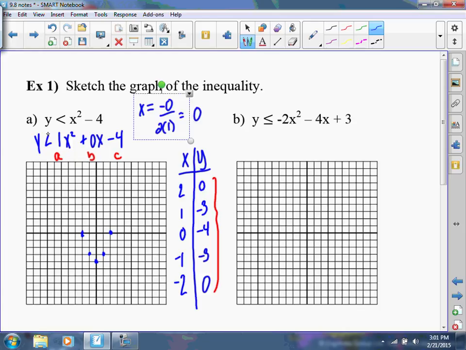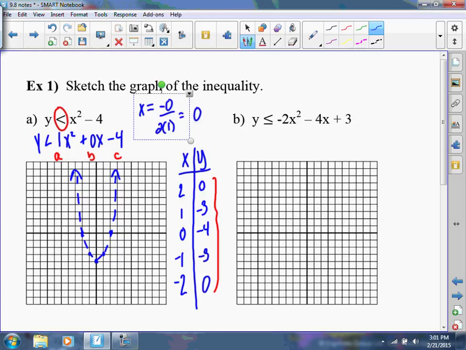We have to take a look at our inequality sign. We have a less than as our inequality sign. Now when it's just less than or just greater than, we connect our points with a dashed line. We need that equal to in order to make a solid line.